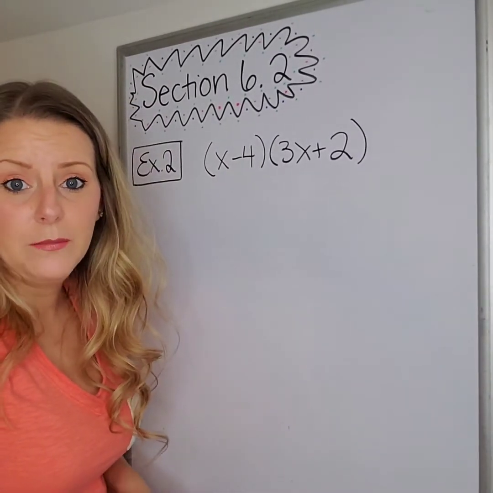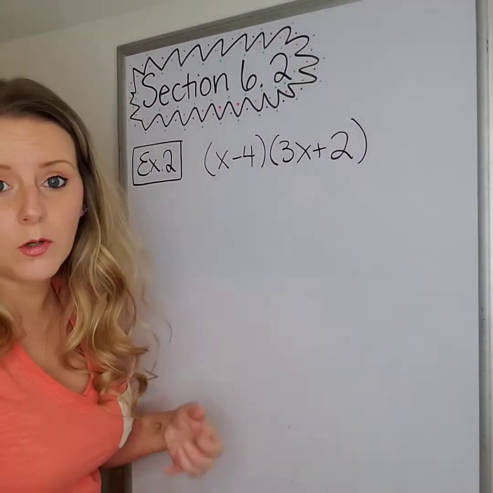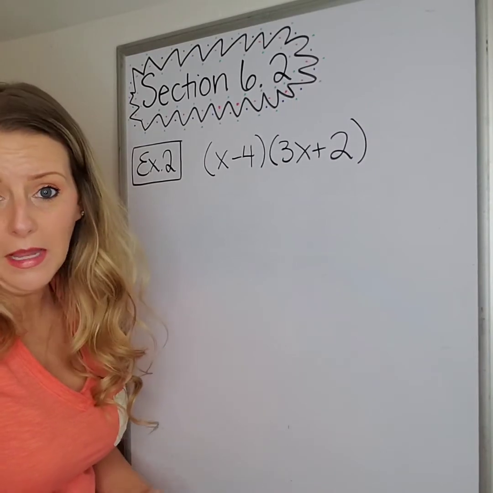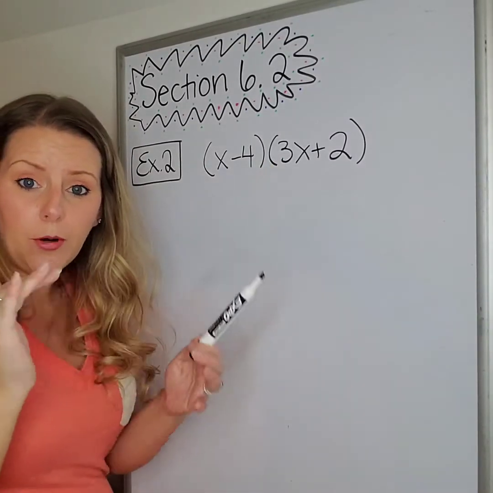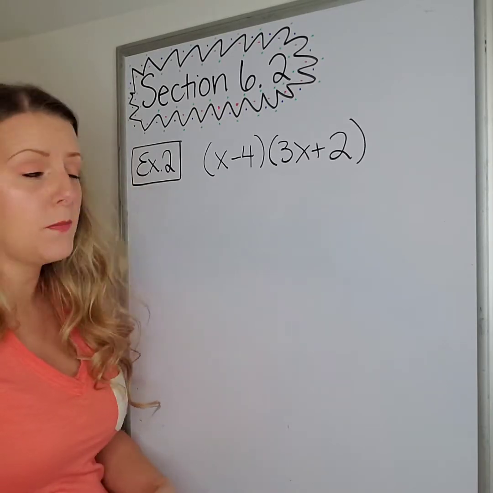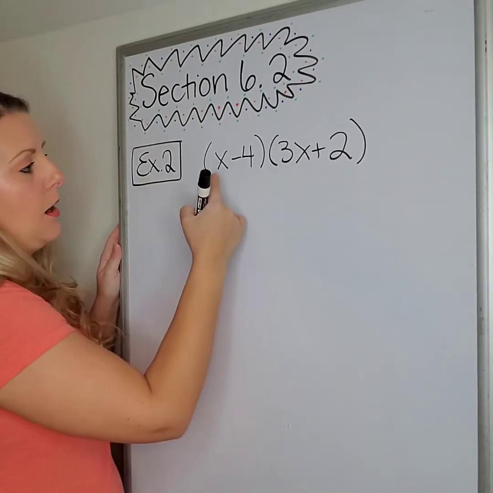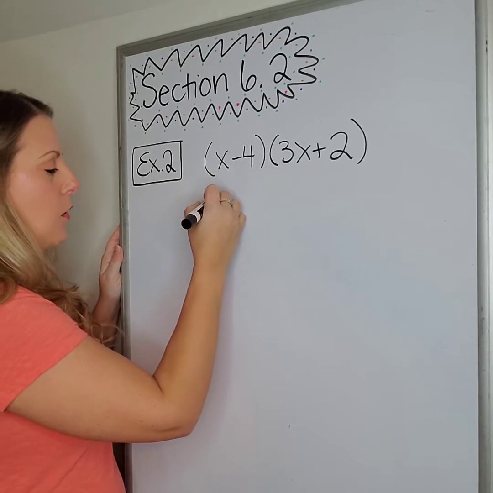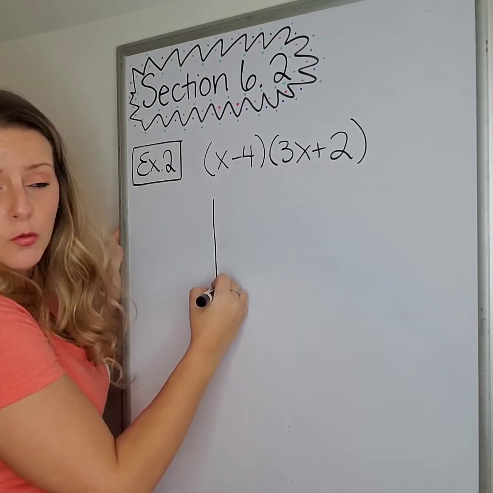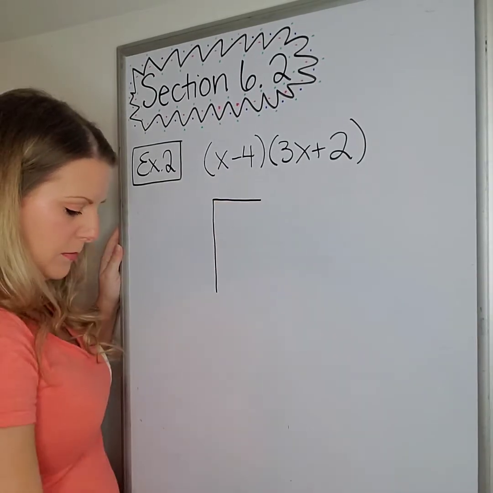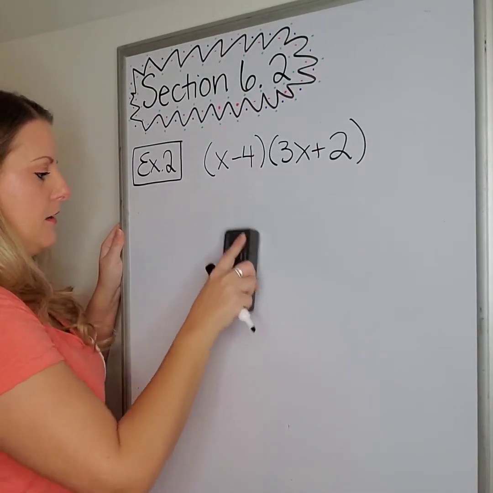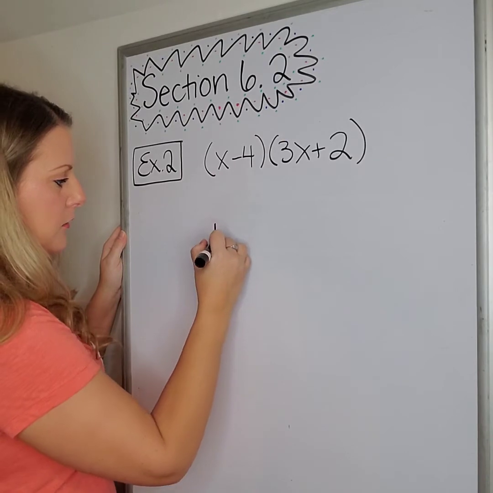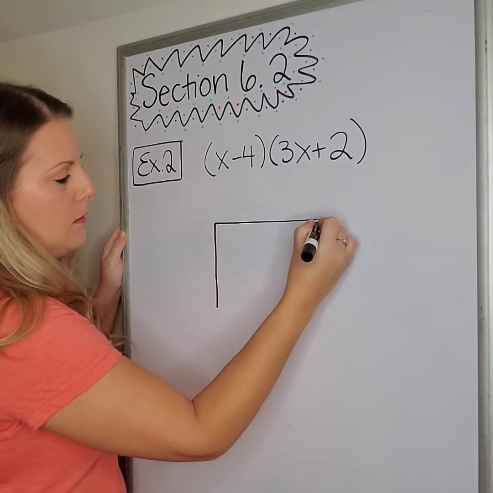Okay, so for example 2, we're going to still do this box. We're still multiplying polynomials. We know that we're multiplying because there's the parentheses. Anytime you see parentheses, just know it's multiplication. So I have 2 things here. So when I make my box, I want to make 2 rows. Leave yourself a little room right here because you're going to be writing above it. So you want to make your box maybe a little farther down.